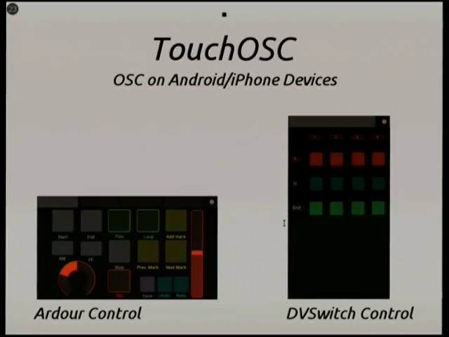This is an Android application that you can get. It allows you to define your own layouts with a little Java application that you can run on your PC. It does run on Linux. You just design a layout, assign OSC controls to it, and pretty much you can use your phone to control anything. So in this case, it's a phone controlling DV Switch.